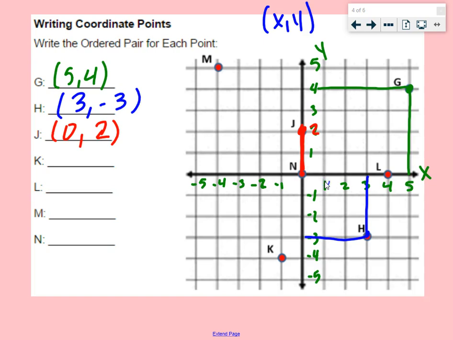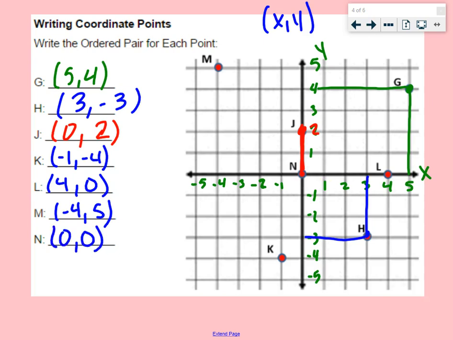All right, now that you've attempted some problems on your own, we can see if you're right. K, you should have gotten (-1, -4). L, you should have gotten (4, 0). M, you should have gotten (-4, 5). And N, you should have gotten (0, 0). It's the origin right in the middle of your two axes.